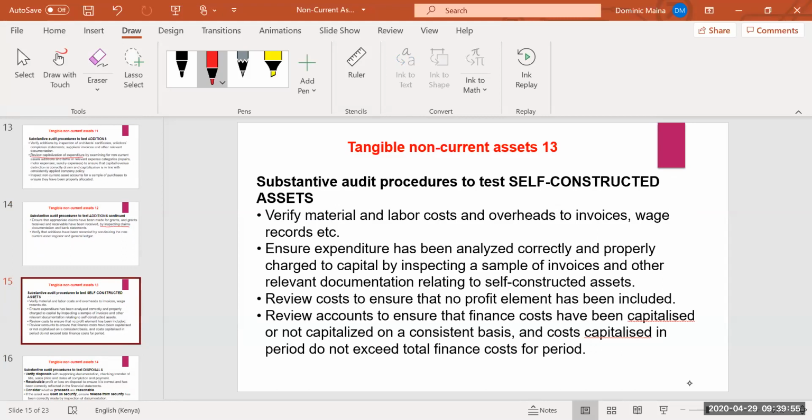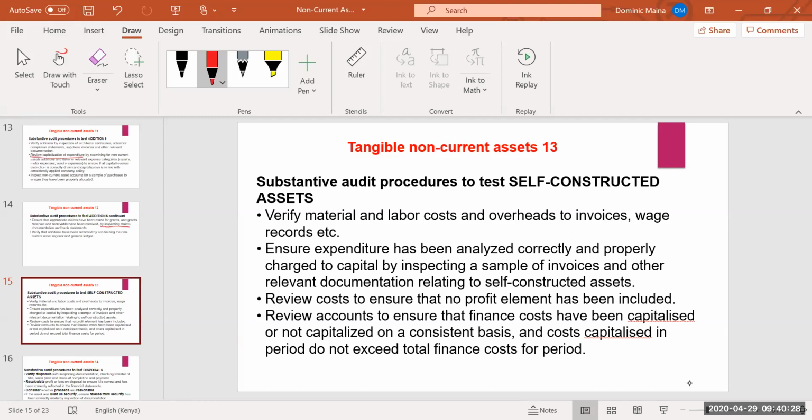If the company has its own self-constructed assets, these are non-current assets of the company, not inventory. The company itself is doing the construction. For example, the company doesn't buy a ready-made building. The company is constructing that building for its own use, not for sale. That's an example of a self-constructed asset.